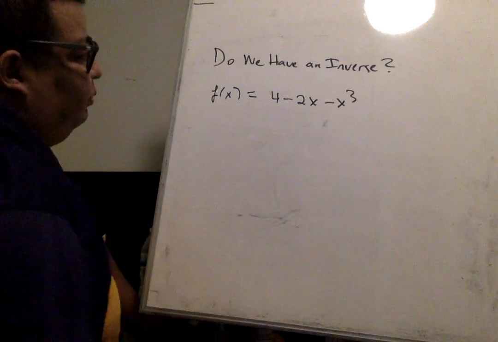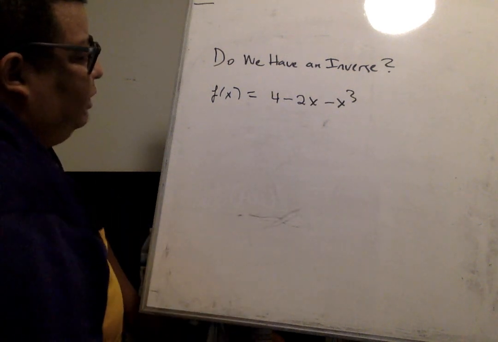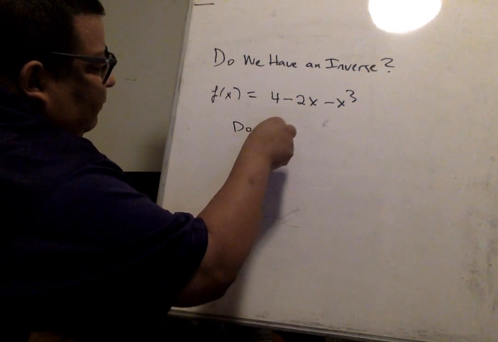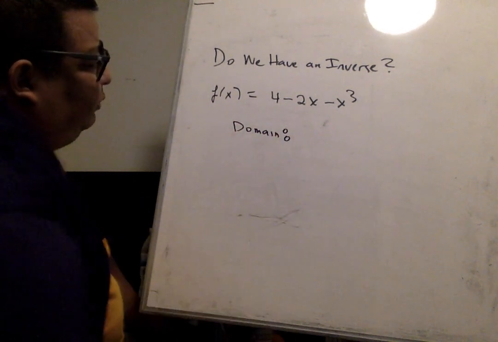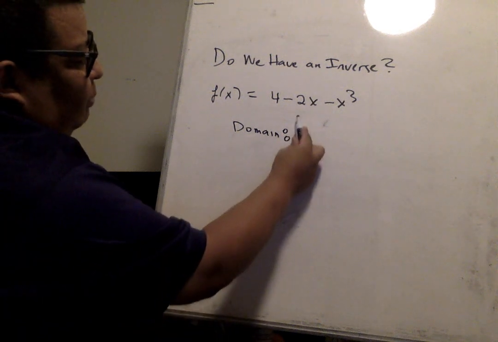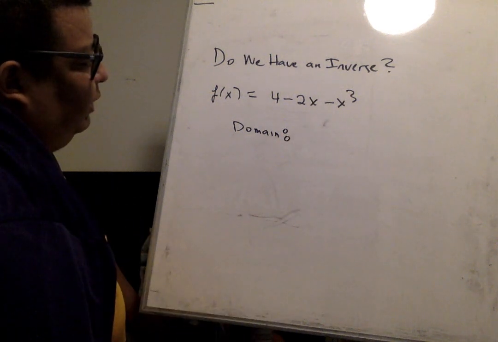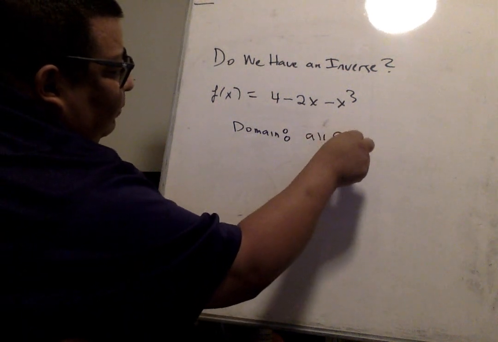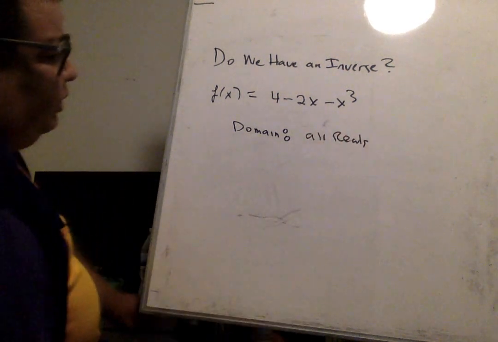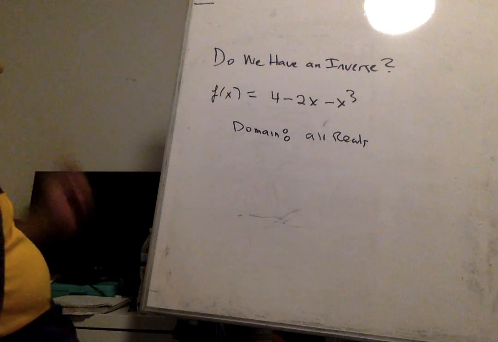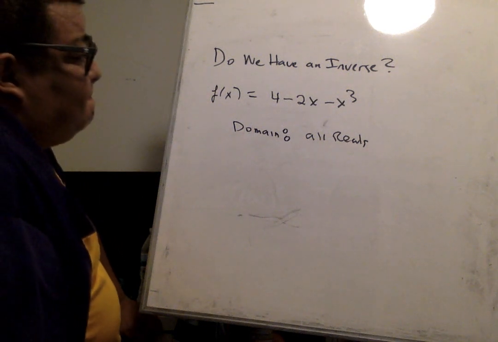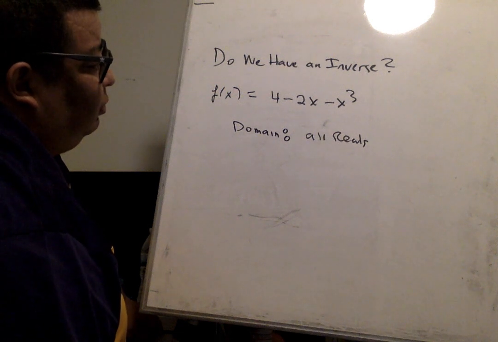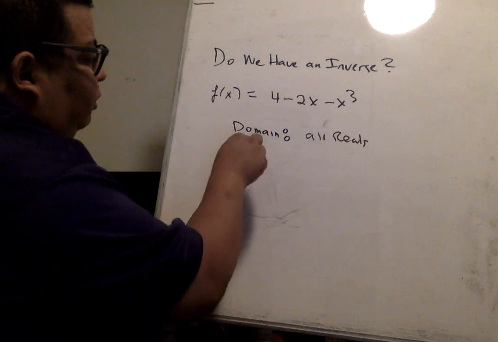Let's start by looking at the domain. The domain of this function, well, you can plug in any real number and you're going to get a real number. So that means that it's all reals. And the range, since we can plug in, let's see the range.